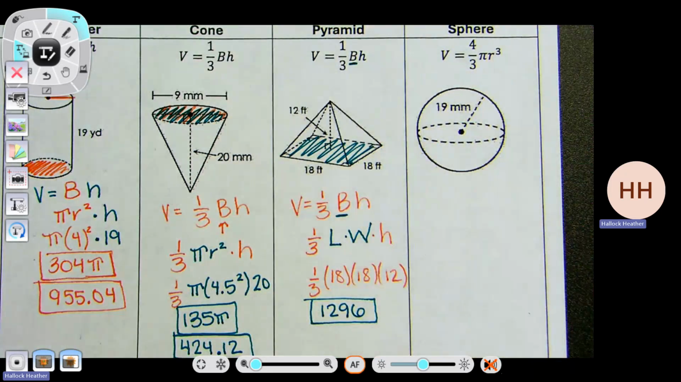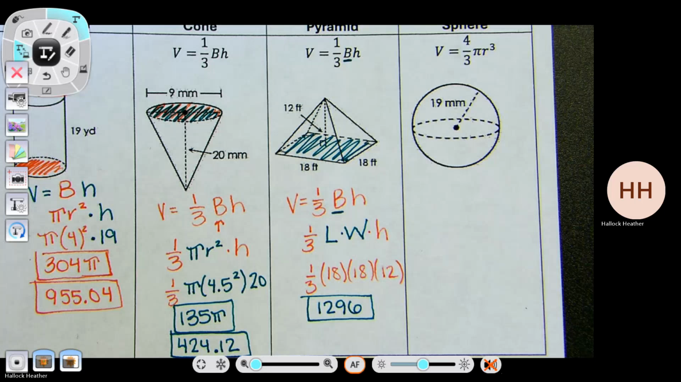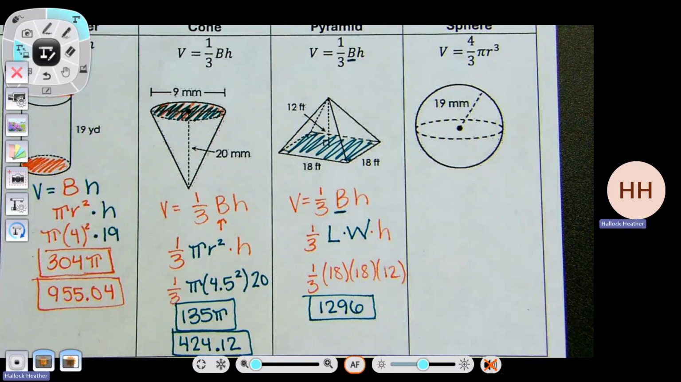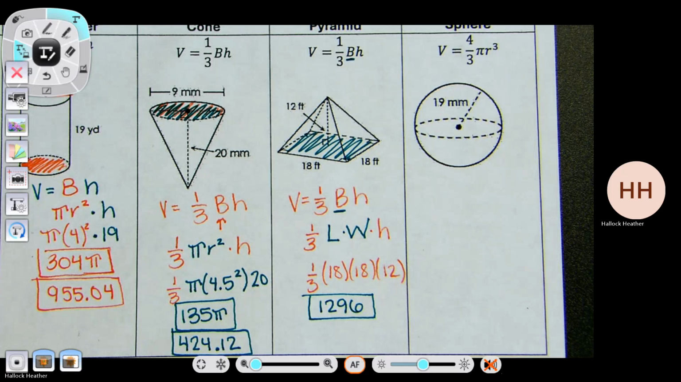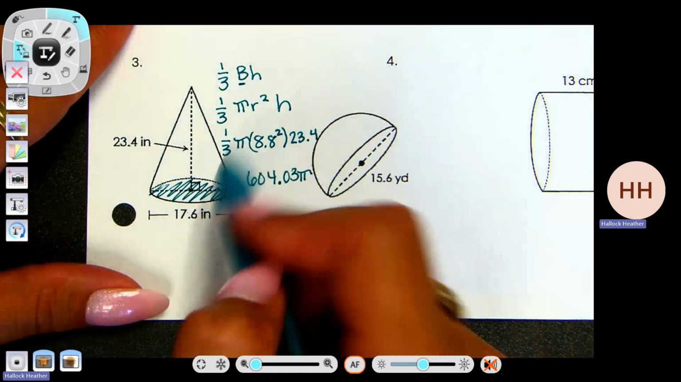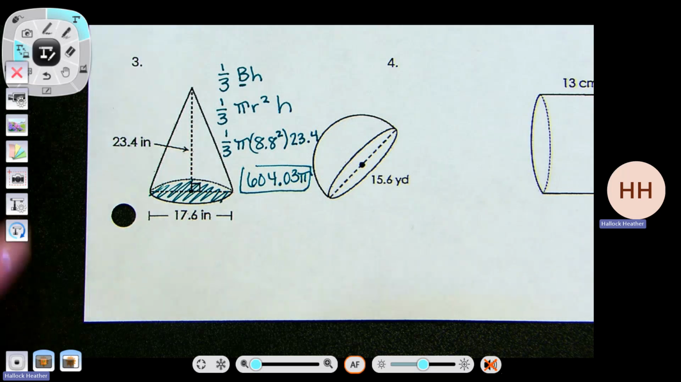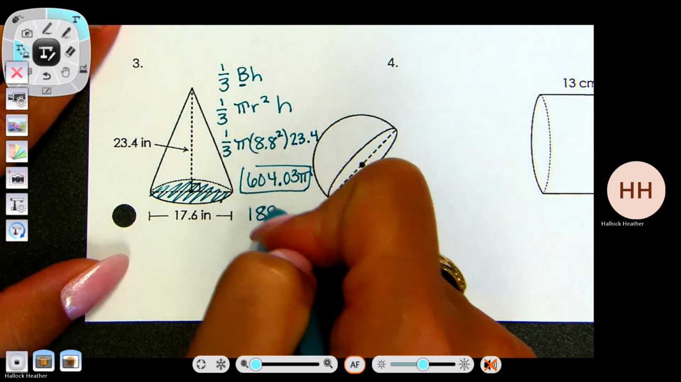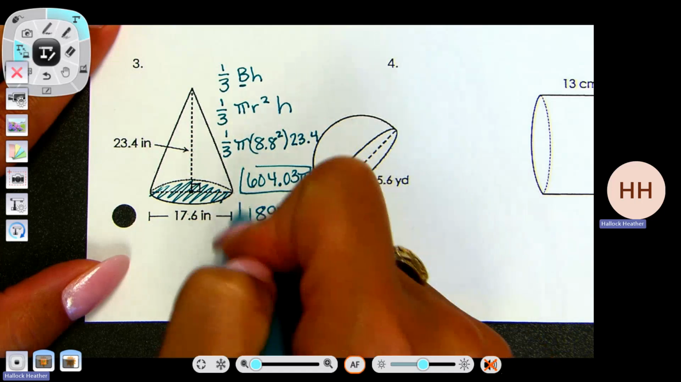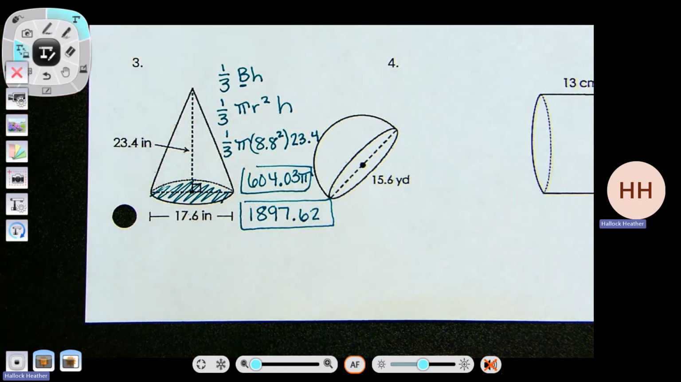Okay, so for number 3, what do we end up getting with our pi? Perfect. So 604.03 pi, that would be in terms of pi. And then if you want to find the whole answer, you multiply by the pi button. So what do you get as the final answer? Perfect. Volume represents how much you're filling in it. You need the actual height.